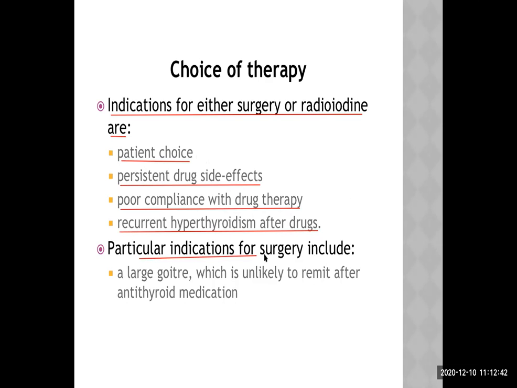Now, particular indications for surgery include a large goiter which may be compressing the nearby structures, and I should decompress that. So this is the important indication for surgery, because it takes time for other modalities of therapy to act.